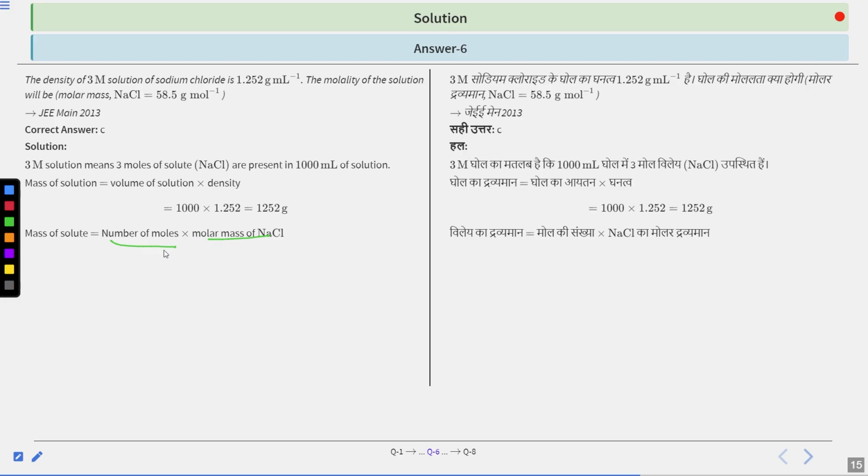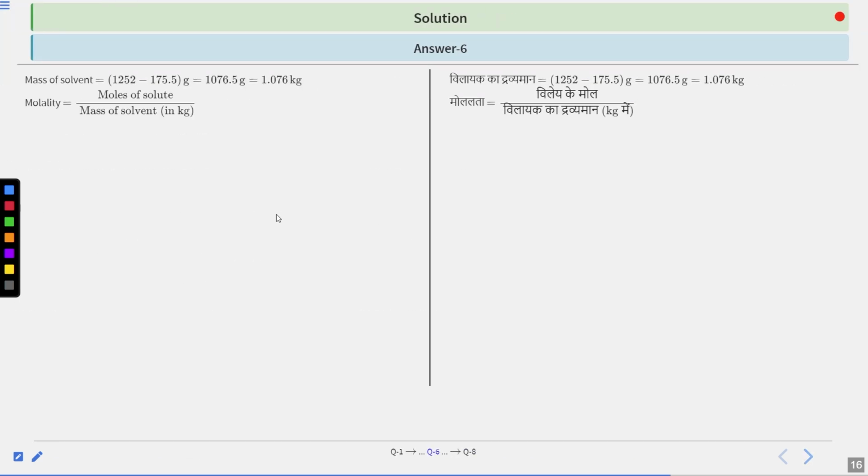So the number of moles is given as 3. So 3 multiplied by 58.5 will give you the mass of solute. Now subtract this solute mass from the solution mass, and we get 1.076 kg. Therefore, molality is nothing but moles of solute, which we have already seen, by mass of solvent. That will give you 2.75 molal solution. Clear? Now moving on to the next question.